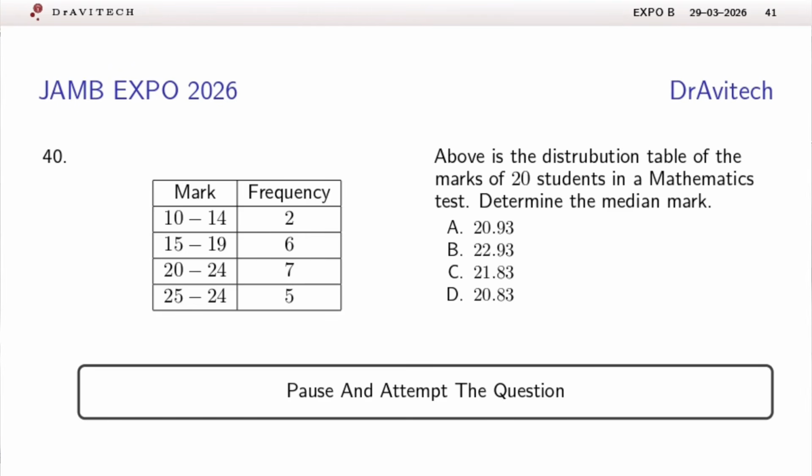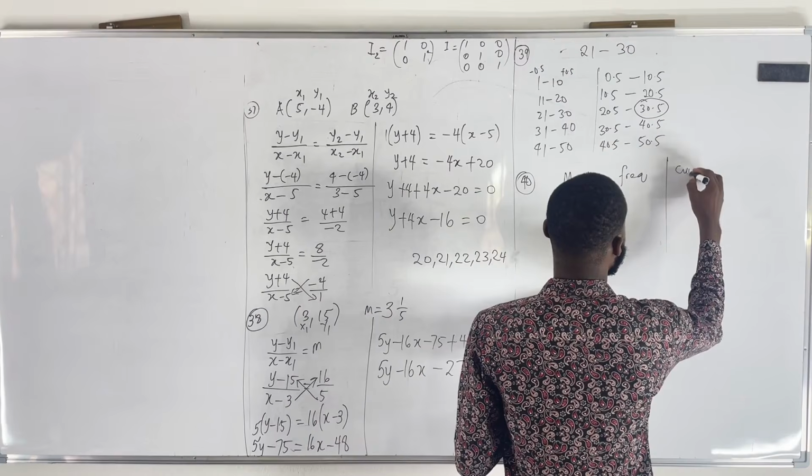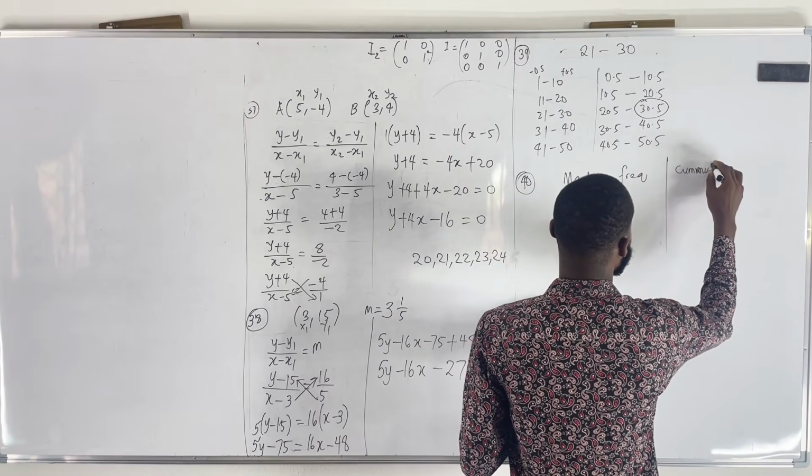It says above is a distribution table of the marks. Oh, that's a weird language. So above is a distribution of the marks of 20 students in a mathematics test. You have to determine the median mark. So let me draw this table: mark, frequency. Now it's important we also have the cumulative frequency.